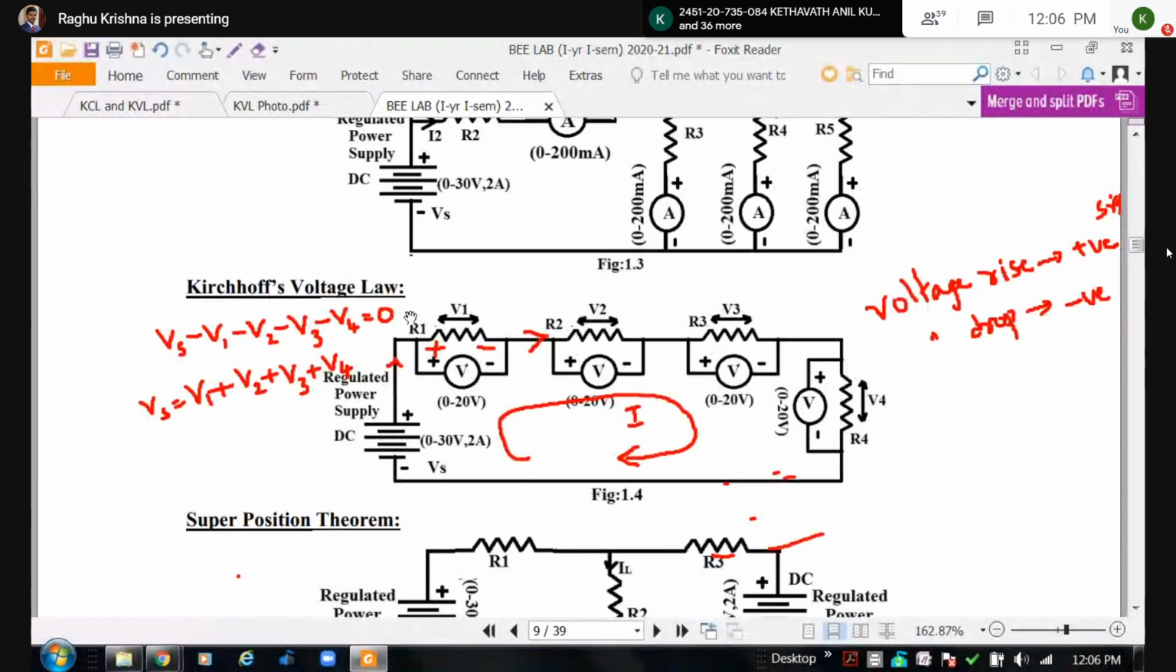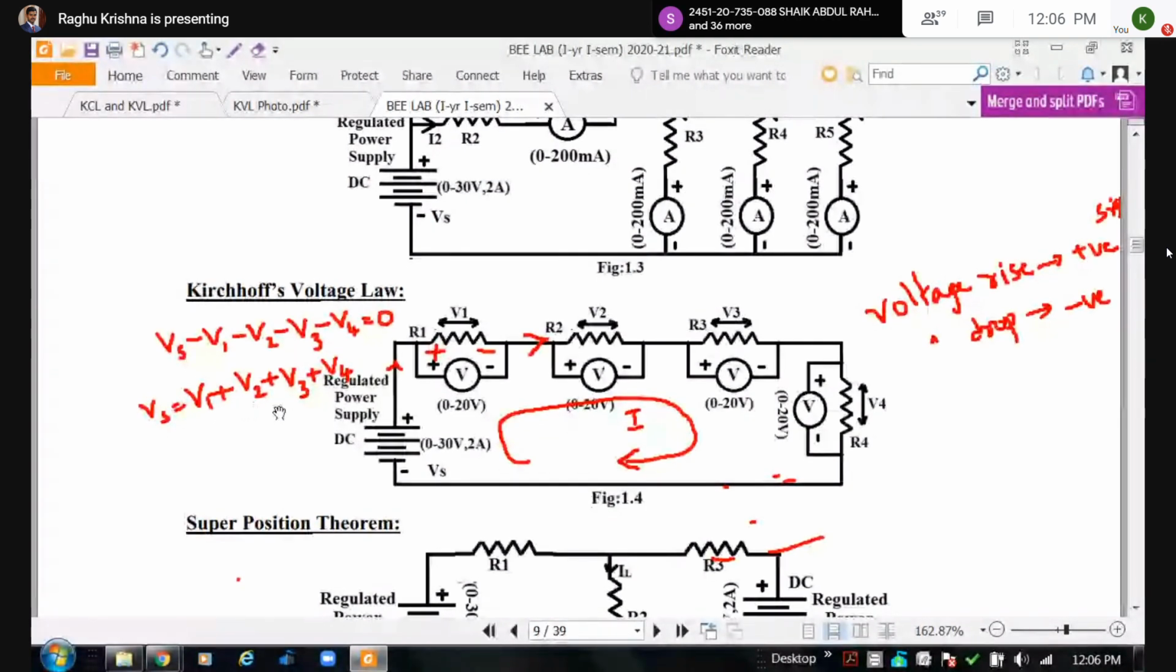Next, this can be rearranged like this. Vs equal to, bring this all to the right. So here it becomes like this. Now here, sum of voltage rises is equal to sum of voltage drops. Sum of voltage rises is equal to sum of voltage drops. So this is the KVL. Now let us prove this KVL. For that we are going to do this experiment.